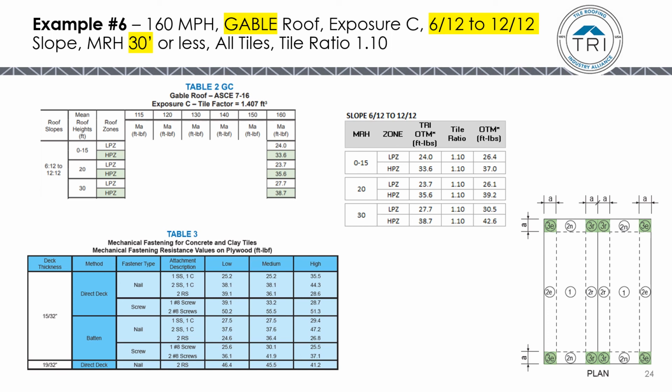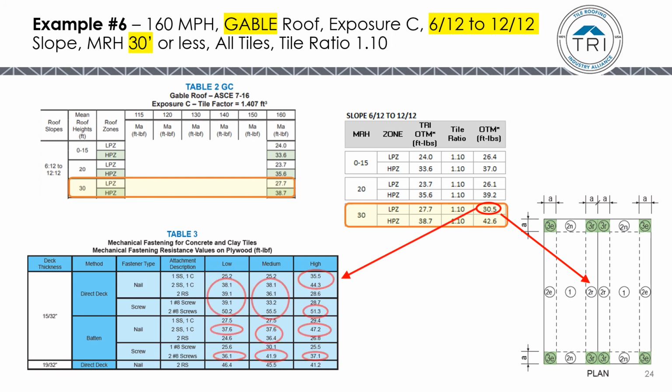In our last example, example 6, we'll stay on gable roofs, but we'll go to a steep roof, 6 on 12 to 12 on 12, keep our mean roof height at 30 foot. We go to table 2 GC and get our uplift moments. We factor in the tile ratio and get our updated uplift moments. We then look at the LPZ, go over to table 3 and see that those fastening methods will work at that roof slope. Go to the HPZ, the corners and the tops of the gables, and we'll find out on table 3 that those methods will work in the HPZ. So those are our 6 examples.